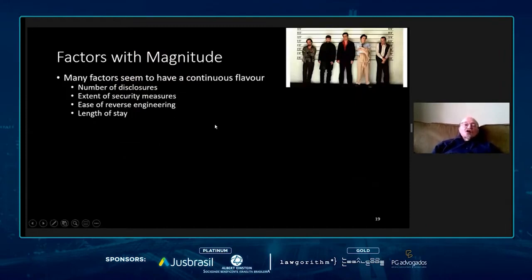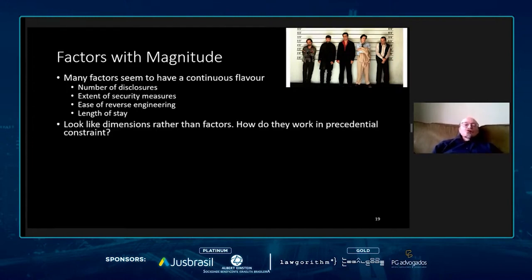Now I come on to the third topic, factors of magnitude. Many factors seem to have a continuous flavour. The number of disclosures, from one to many thousands. The extent of security measures, from minimal to comprehensive. The ease of reverse engineering: I know that at a glance, but it may take me several years of study and experiment. The length of stay in various domiciles. And all these look like dimensions rather than factors.